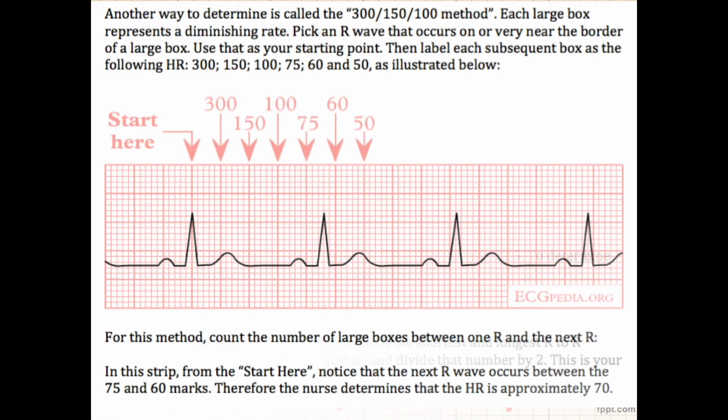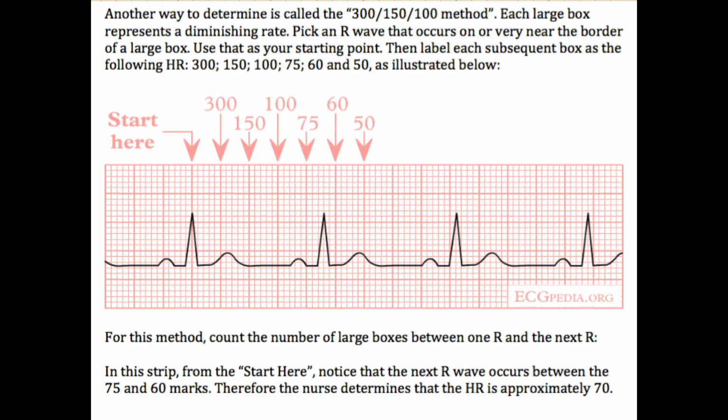The third way to determine heart rate is called the 300, 150, 100 method. Each large box represents a diminishing rate. So you pick an R wave that occurs on or very near the border of one of the large boxes. Use that as a starting box. Then label each subsequent large box as the following heart rate: 300, 150, 100, 75, 60, and 50, as you see in this picture.